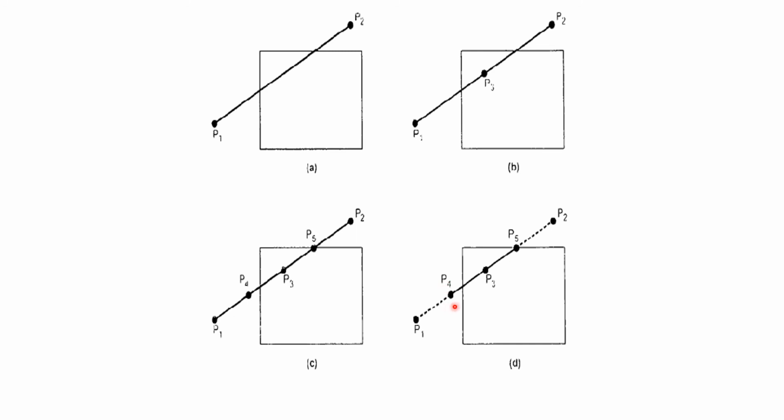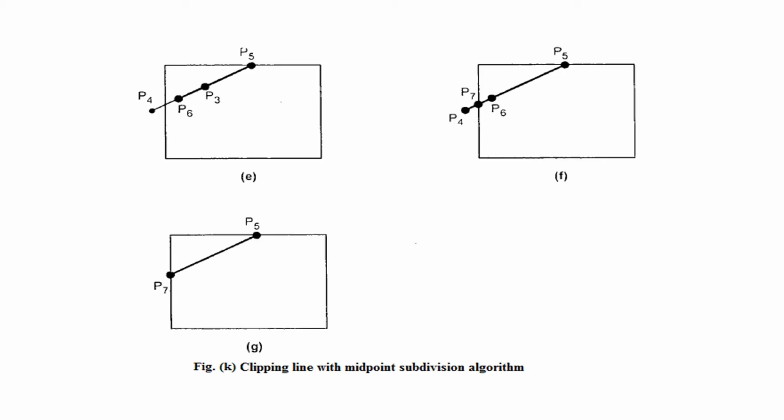Here P4 and P1, these points will be discarded because we have got this point P4 which is not lying inside the window, so it will be outside, so we can neglect this point. So this way we will move ahead. Now next thing, what will we do? We will find the midpoint between P4 and P3, which will be P6 lying inside, and on this side we don't need to find any midpoint because already we are on the window. Now this side we are satisfied.